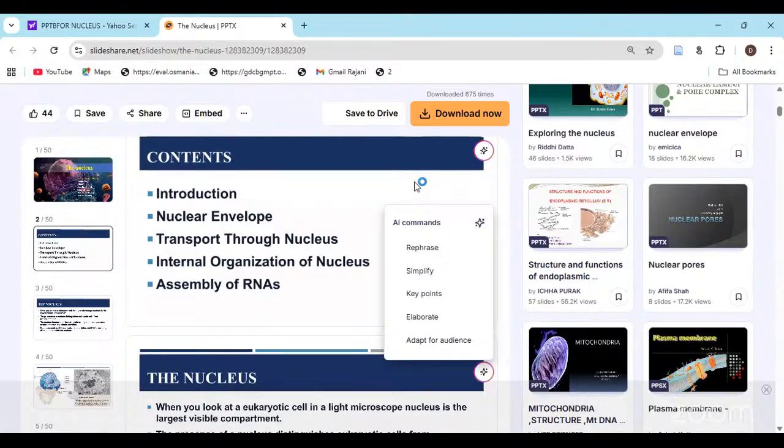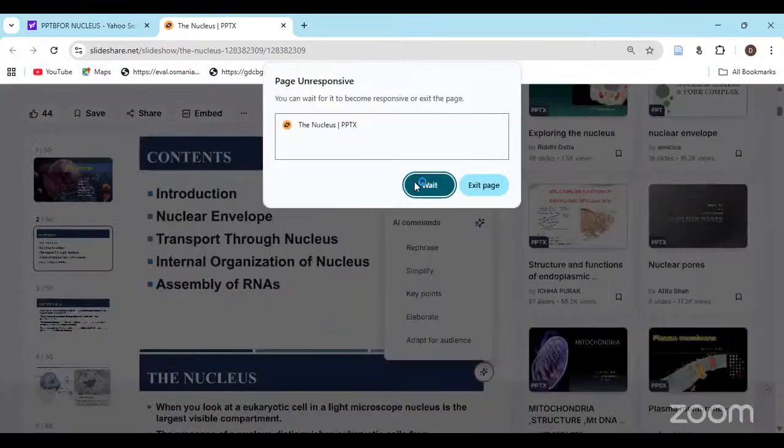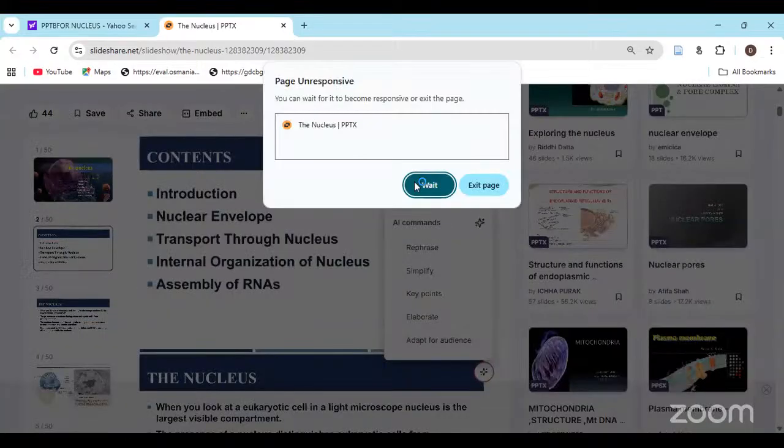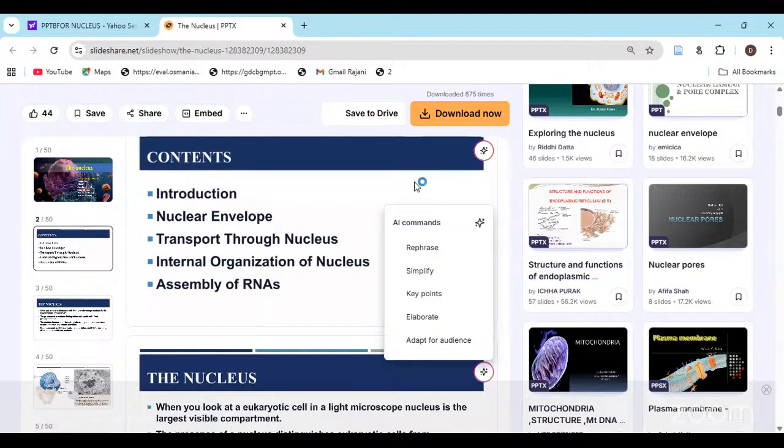Coming to the next one, the nucleolus: a dense, spherical, membrane-less body rich in RNA and proteins. It is the site of rRNA, ribosomal RNA synthesis and ribosome assembly. The chromatin network is a thread-like structure composed of DNA and histone proteins. During cell division, these condense into chromosomes. Another topic is the functions of the nucleus.